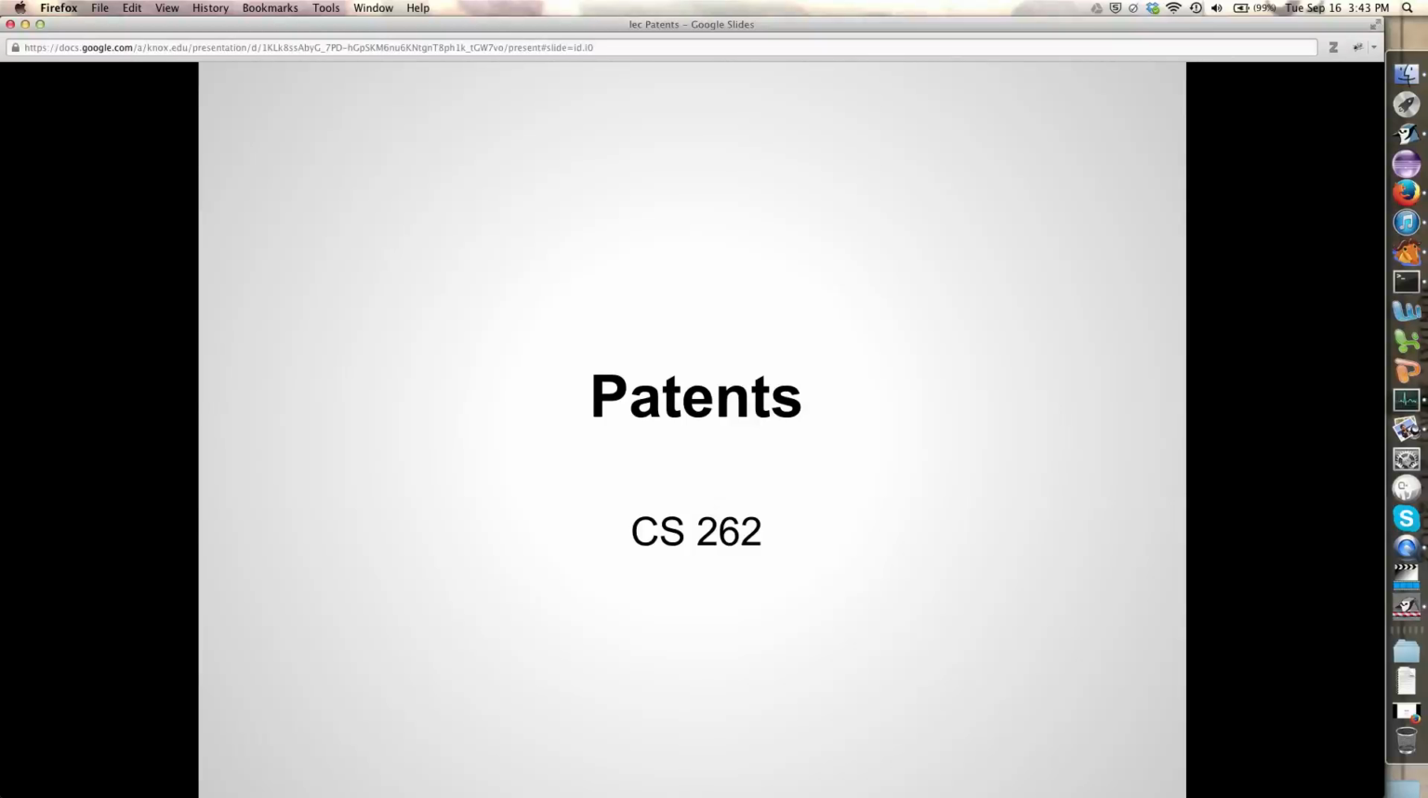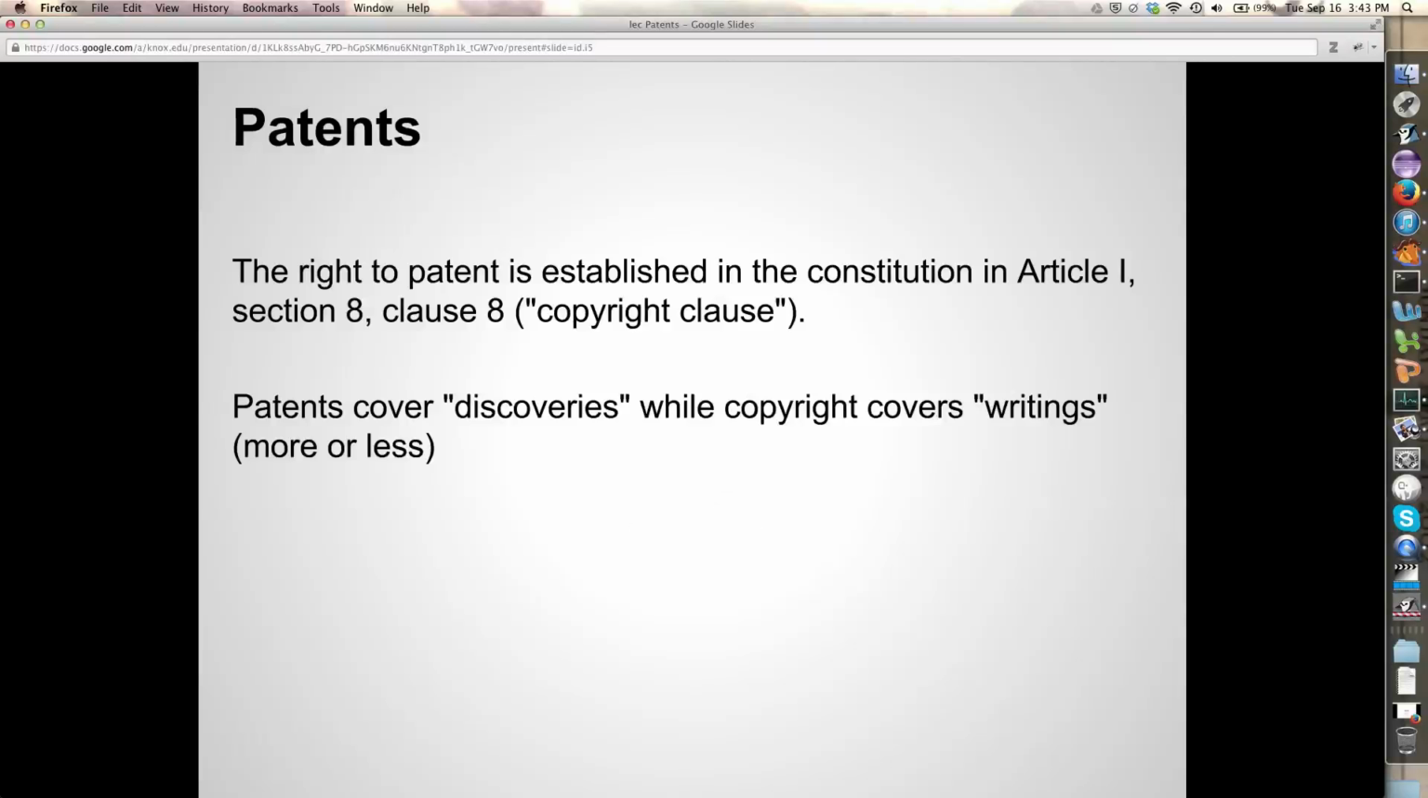This is for CS262, or possibly for CS260 once we get the curriculum changed. In the United States at least, the right to patent is established in the Constitution, Article 1, Section 8, Clause 8, often known as the Copyright Clause. We talked about this earlier when we talked about copyrights. Now, patents cover discoveries, while copyrights tend to cover writings or other kinds of creative works.